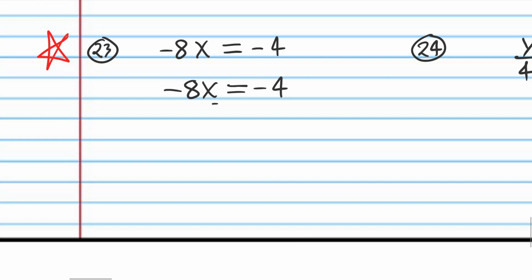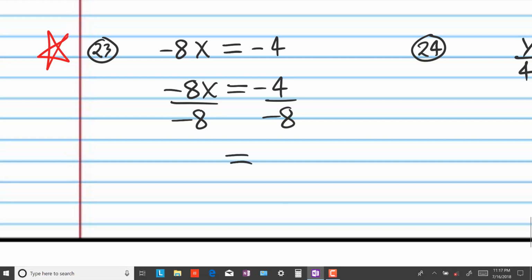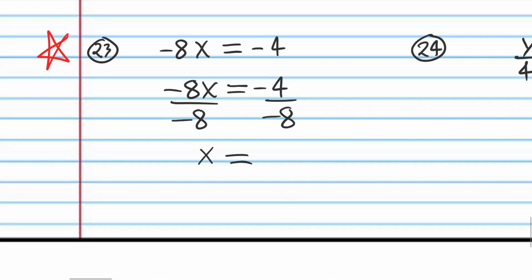And we're going to divide both sides by -8. The -8's cancel out on the left side of the equation, so you're left with x. And then here we have -4 over -8. So that's going to be a fraction, but we have to reduce that fraction.